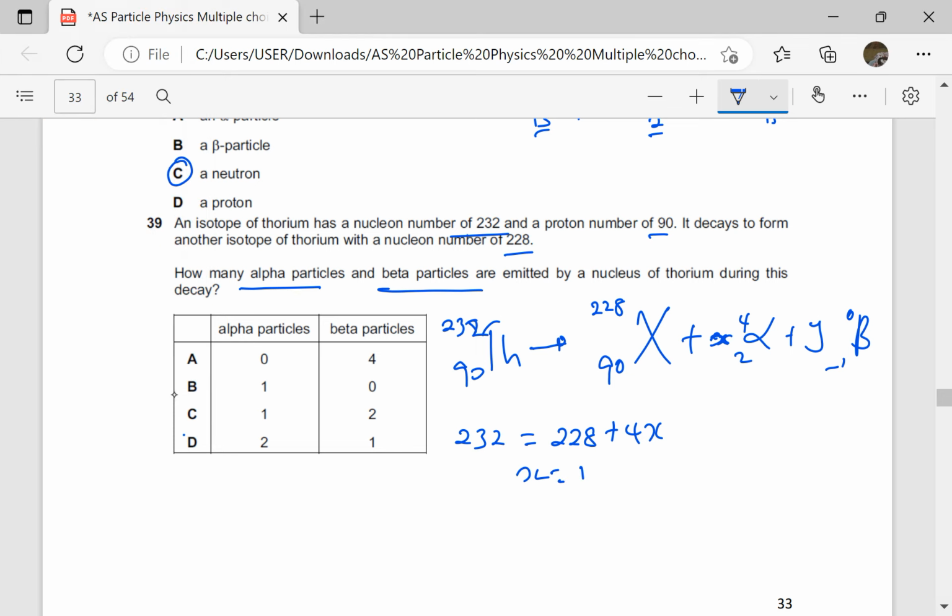So one alpha particle, we eliminate D and A. Then we see how many beta particles. Now we conserve the proton number. 90 on the left hand side is equal to 90 plus 2 times x, that is 2, then plus y times negative 1, that is negative y. So you see that negative y is equal to negative 2. So y is 2. So the answer is going to be C.